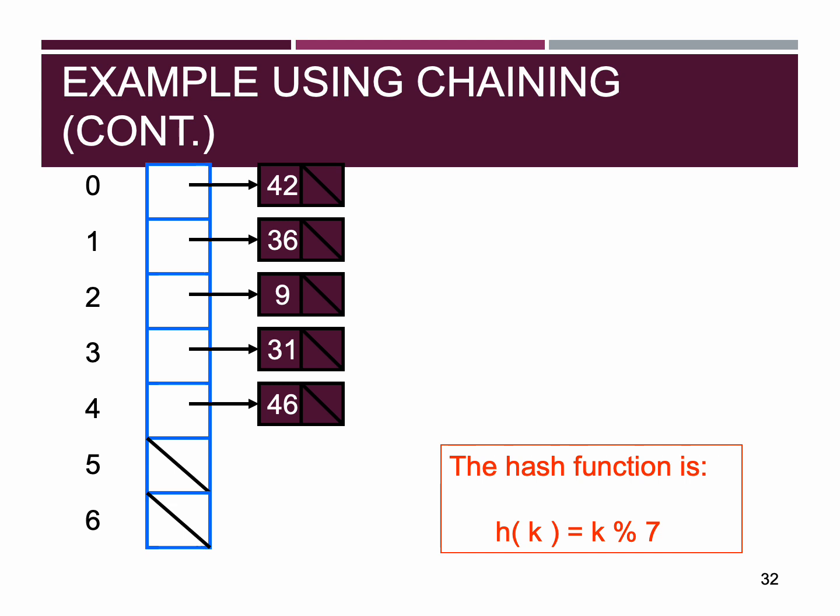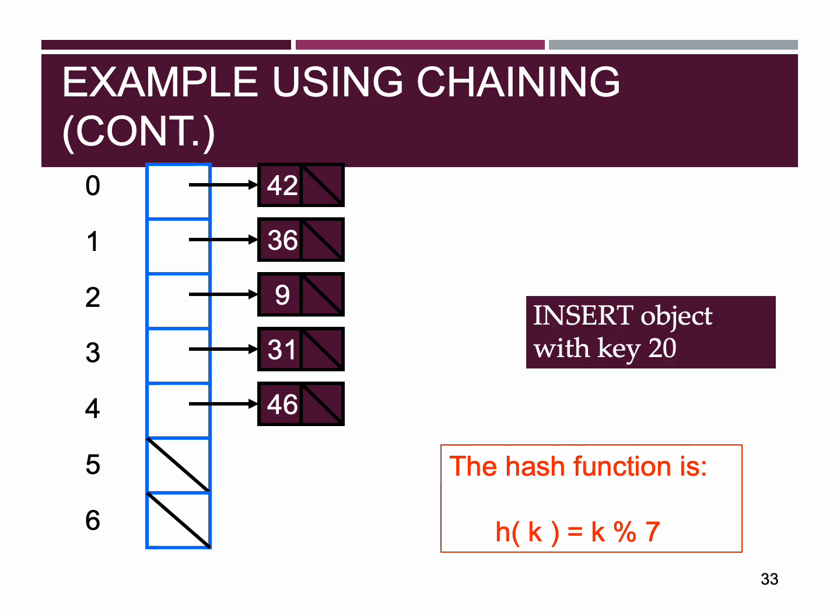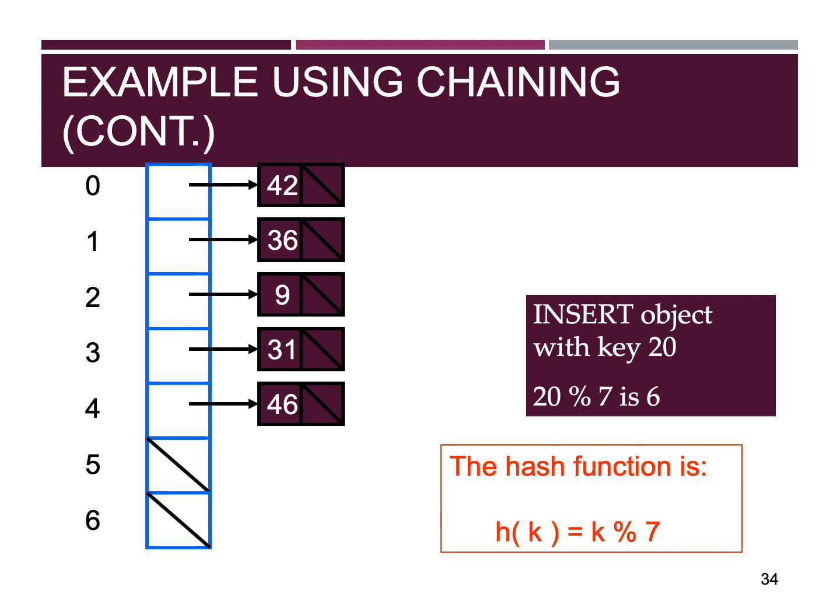All right, now we'll insert the object with key 20. So if you see, 20 divided by 7 is 6, so the remainder is 6, so it will be added to index 6 here. If you see, 20 is added to index 6.